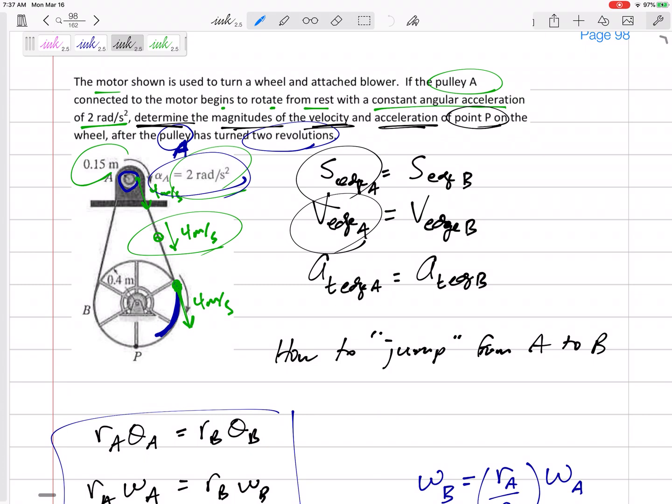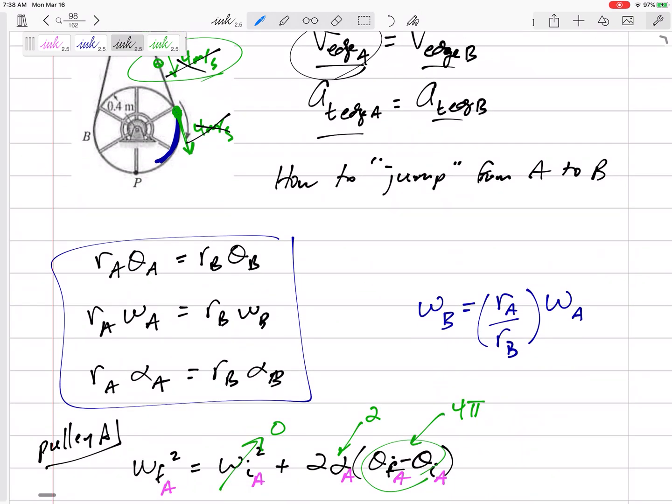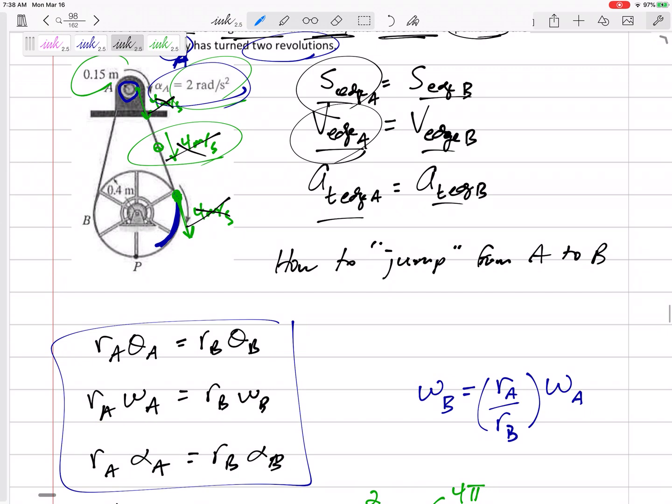This belt is what lets you jump from one smaller pulley to a larger pulley. And how do you jump? You know that anything on the edge of A is the same as on the edge of B, right? The velocity on the edge of A, if it was 4, I don't think it is, but if the velocity on the edge of A was 4, then the velocity of the belt is 4, and the velocity on the edge of the larger pulley is 4. And so, I do R_A omega_A equals R_B omega_B, or R_A theta_A equals R_B theta_B, right? Use the information that the velocity, and what is the velocity?